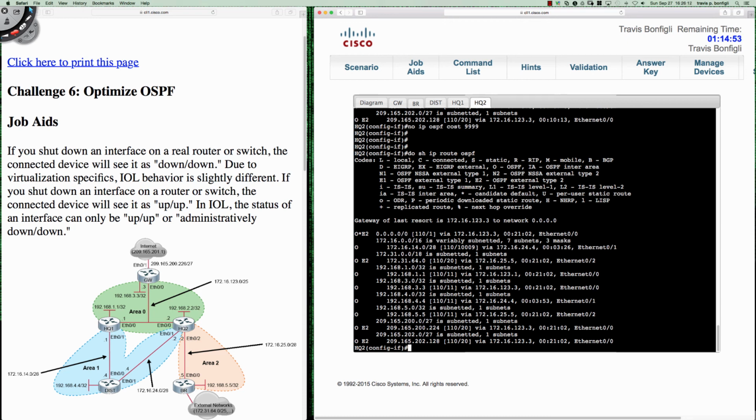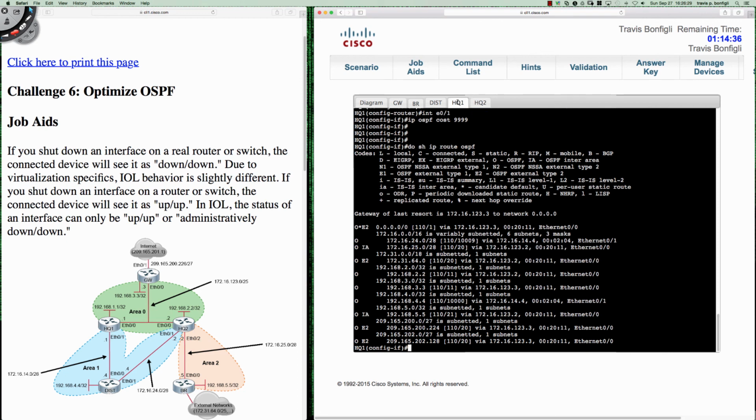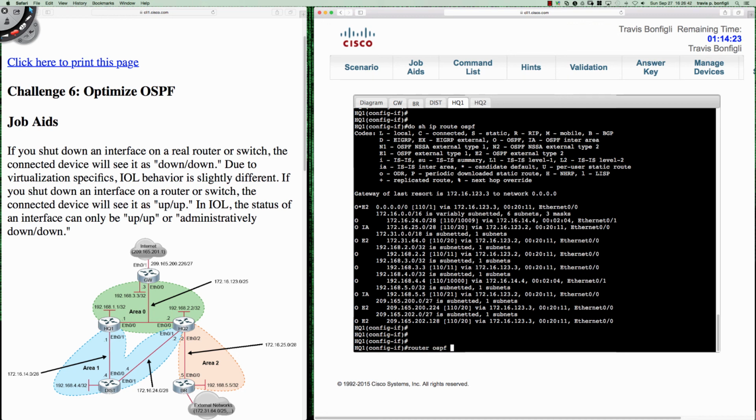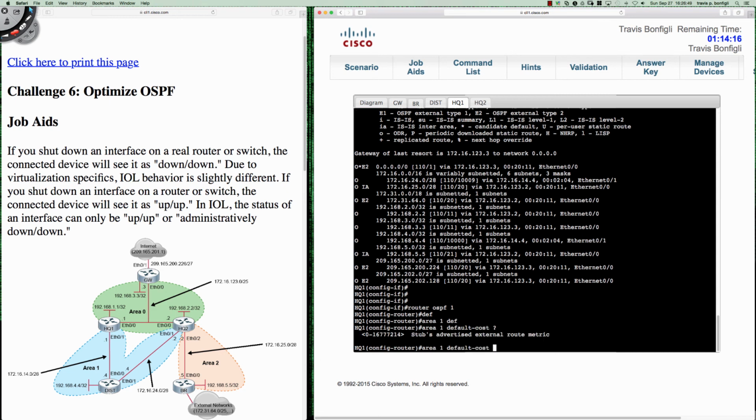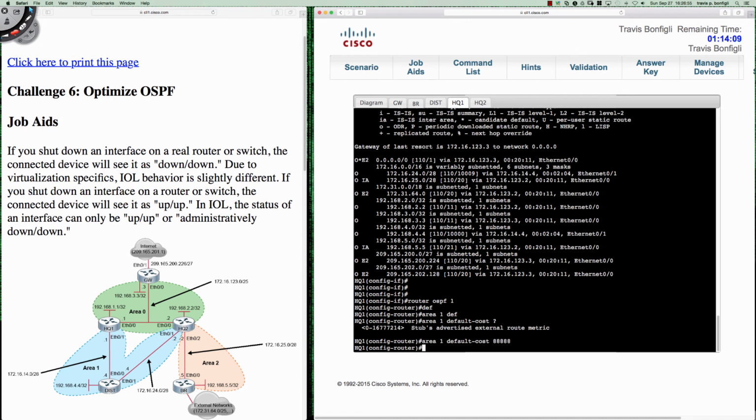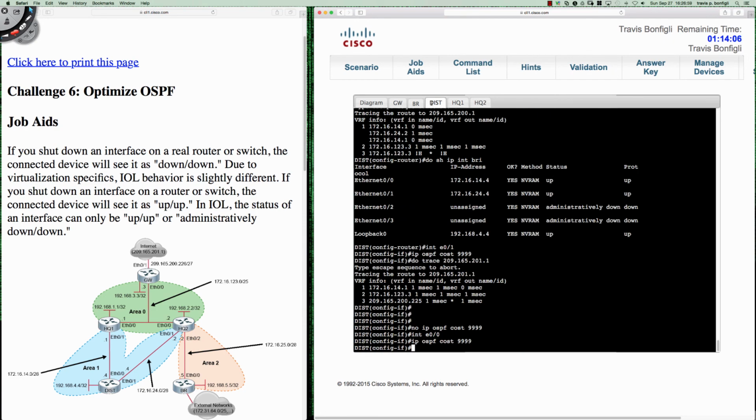Now, one thing that we could also do is configure the default route to give it a different metric. As you see, the metric is 1 right now, right? I was just realizing the metric is 1 on HQ2, and on HQ1 it is also 1. So what we could do is also make the default cost on HQ1 look worse. So I could say router OSPF 1 and then area 1 default cost, and we'll make it 88888, right? So now that's what the default route will look like to the distribution router.